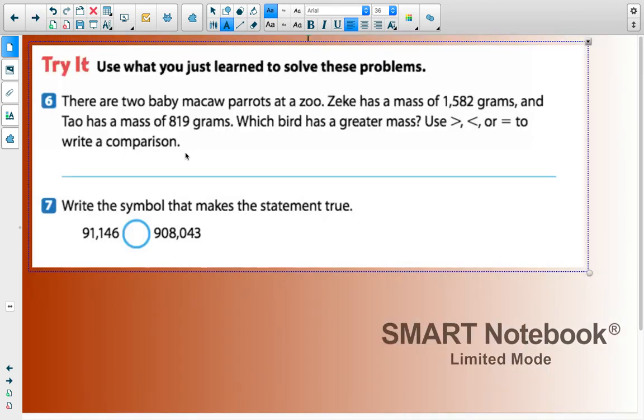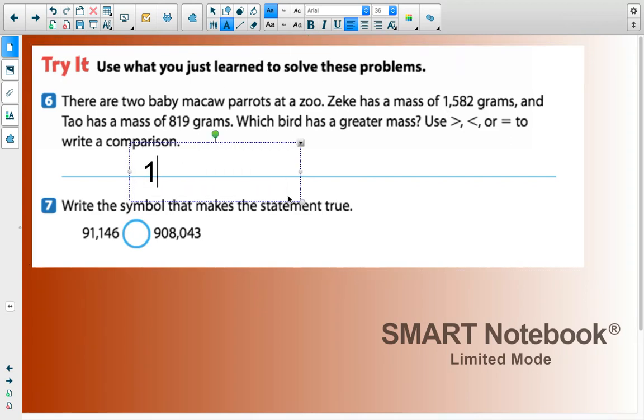All right, there are 2 baby macaw parrots at a zoo. Zeke has a mass of 1,582 grams, and Teo has a mass of 819 grams. Which bird has a greater mass? Use greater than, less than, or equal to. If I look at these, I start with the greatest place value. You have a thousands place.